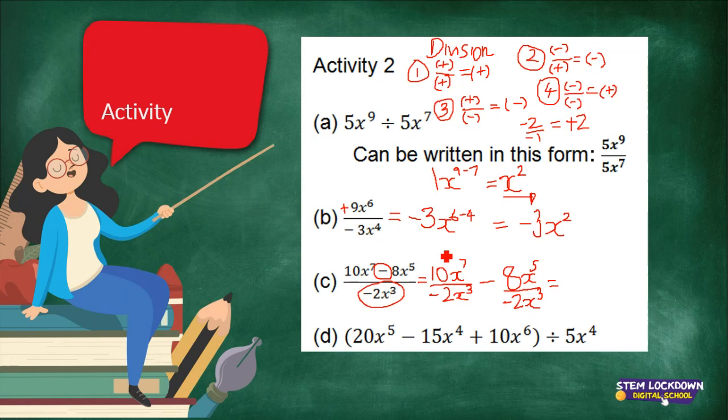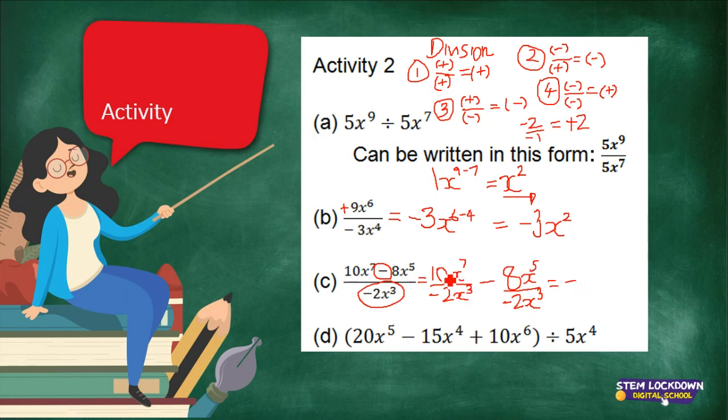Okay, remember this first part came from 10 times x to the power 7 divided by negative 2x to the power 3. So let me first solve this first part. Just compare your answers to my answers. What is positive divided by negative? Positive divided by negative, learners. If you're not sure, positive divided by negative, your answer will be negative. So the first term will be negative.